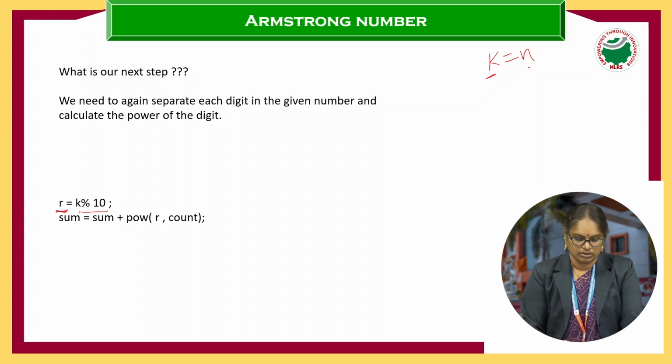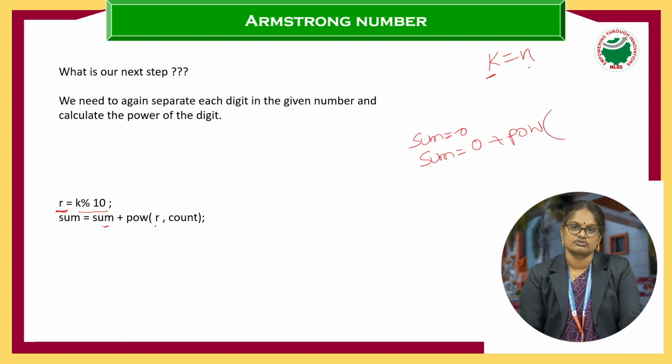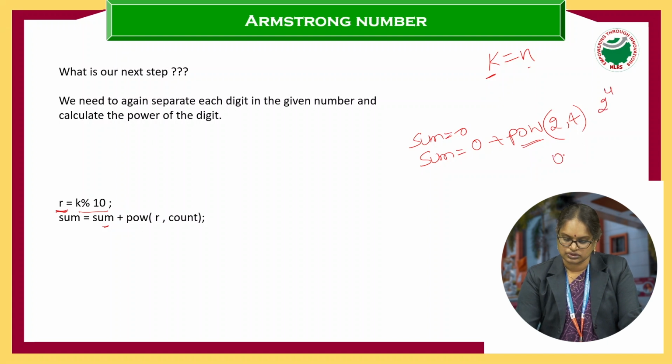Sum is equal to, what is sum? First time sum will be 0. For the next step, sum will be previous sum, this is previous sum, 0 plus pow of R. What would be R the first time when it is 1432? 2 will be your R. 2, comma, count was how much? 4. This pow is a predefined function. So this part is understood as 2 power 4 by the computer. So 0 plus 2 power 4. Okay.